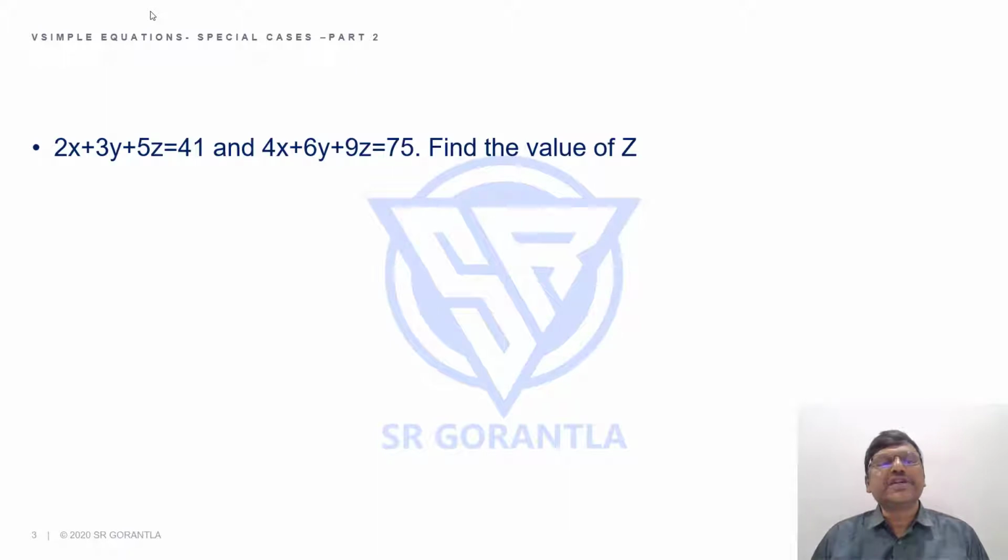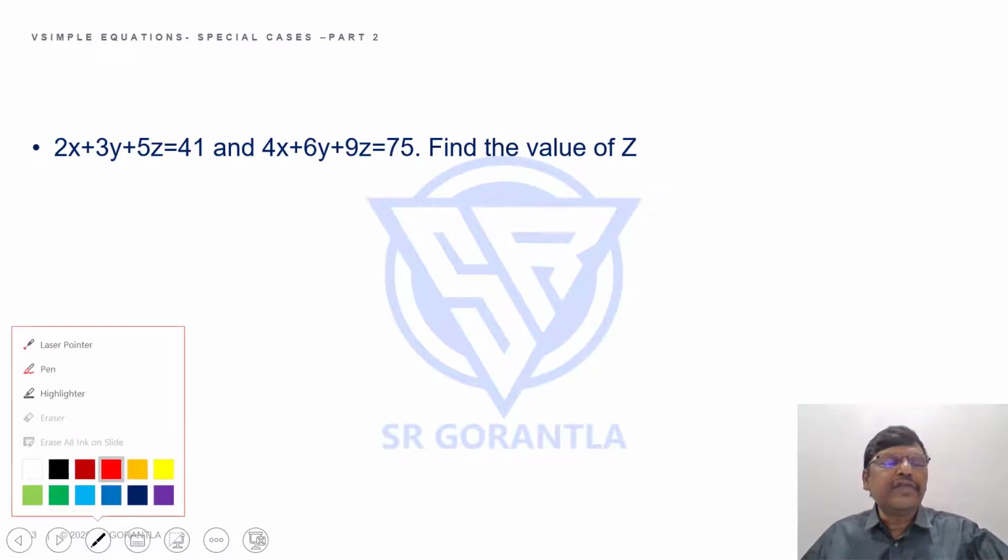2x plus 3y plus 5z equals 41. 4x plus 6y plus 9z equals 75. You're asked to find the value of z. Can we find out? Usually we are told in the initial sessions that when there are three unknowns, we need three equations. But there are only two equations, students.